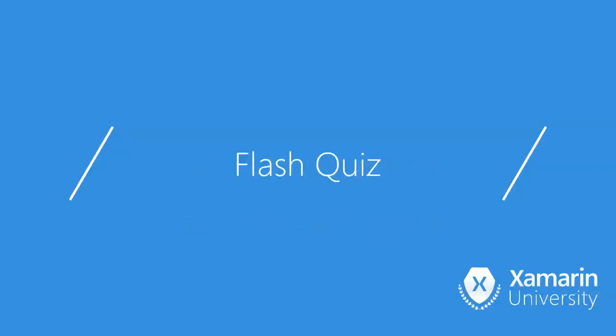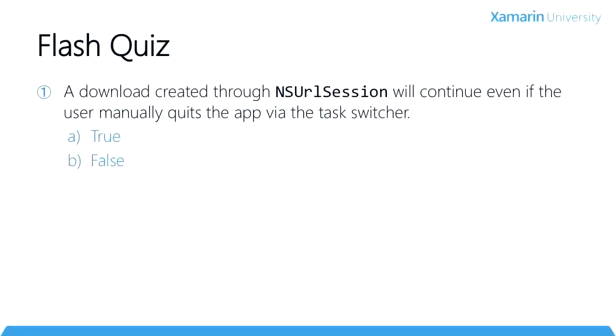Now let's end this recording with a little flash quiz. Question number 1. A download created through NSURL session will continue even if the user manually quits the app via the task switcher. Is that true or false? That is false. Only if the app gets terminated because of memory pressure. So in other words, if iOS terminates the app, then the download will continue. If the user terminates the app, then the download will not be continued.